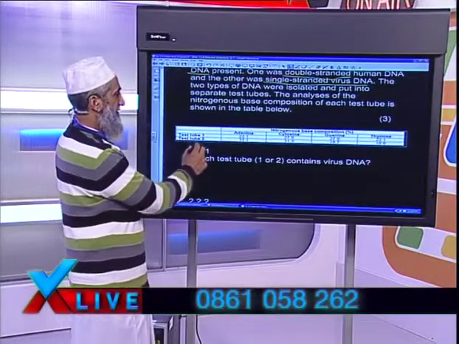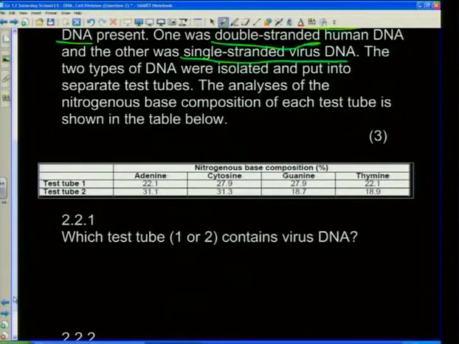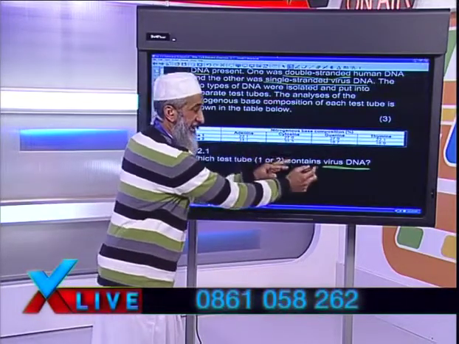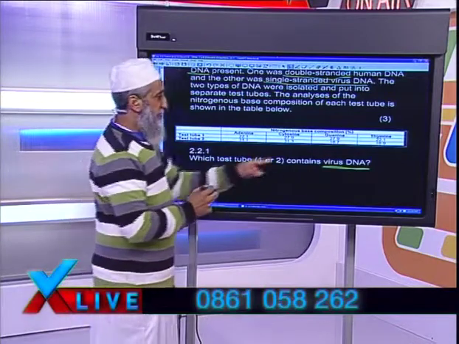Test tube 1 gives you nitrogenous base composition. So test tube 1: adenine is 22.1%, cytosine 27.9%, guanine 27.9%, and thymine 22.1%. Test tube 2: 31.1 for adenine, 31.3 for cytosine, 18.7 for guanine, and 18.9 for thymine. And the question: which test tube, 1 or 2, contains virus DNA? Now, again, remember what I said. We have to look at what's on the top here, the table, and the question to answer this question. So they want to know which one is virus DNA.